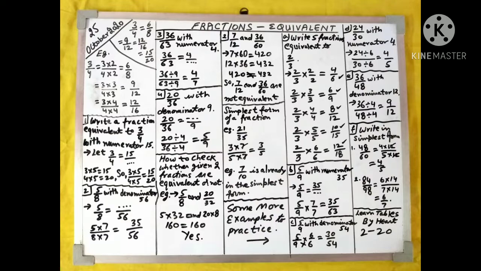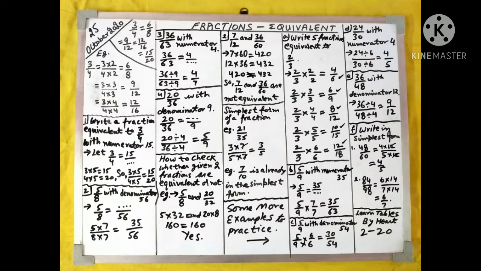You will get a question like this: write 5 fractions equivalent to 2 by 3. So as I told you, it is very simple. Just divide or multiply the numerator and denominator by the same number. So we get 4 by 6, 6 by 9, 8 by 12, 10 by 15, 12 by 18. All these are equivalent fractions of 2 by 3, right?